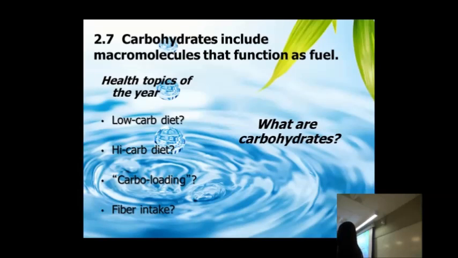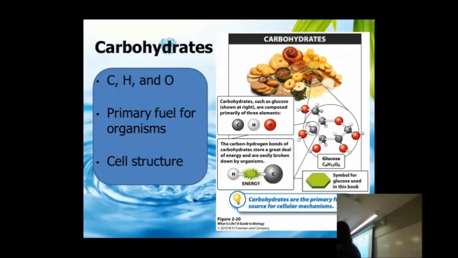We've talked about them a lot out there in the news because we talk about things like low-carb diets, high-carb diets. You may have heard of carb loading if you're an athlete. You may have heard about the needs to take in fiber. And so basically we're going to look next at what are carbohydrates. Carbohydrates contain the elements C, H, and O, so carbon, hydrogen, and oxygen. They are the primary source of fuel for organisms, and they are the things that give us our cell structure.